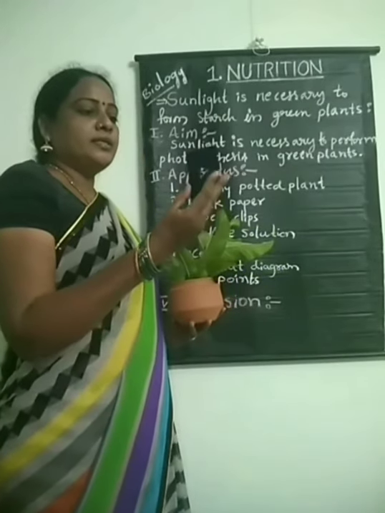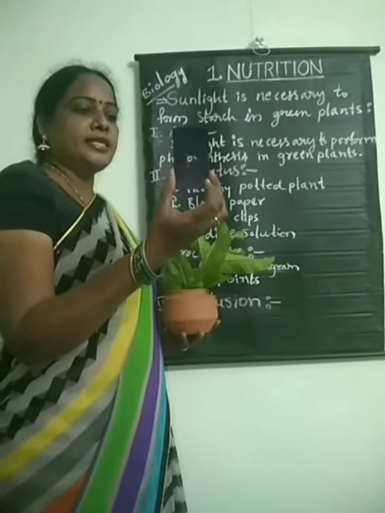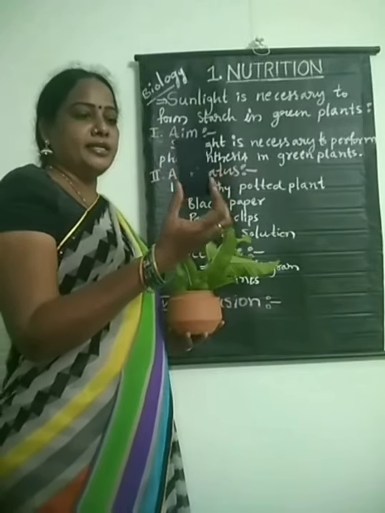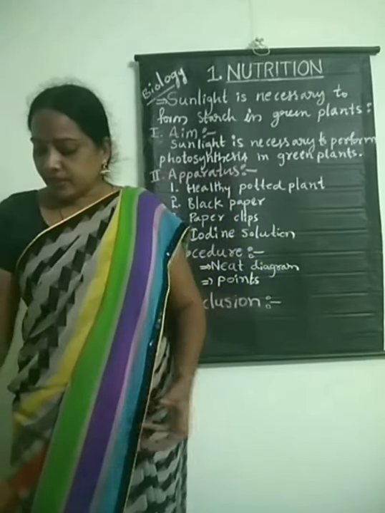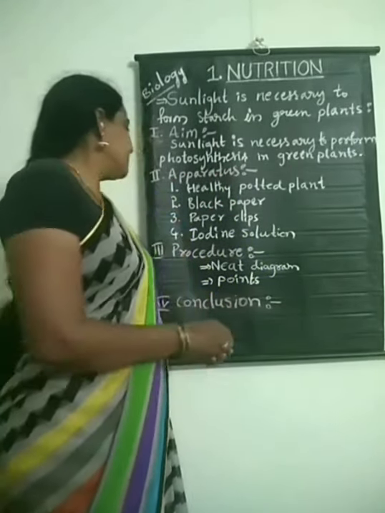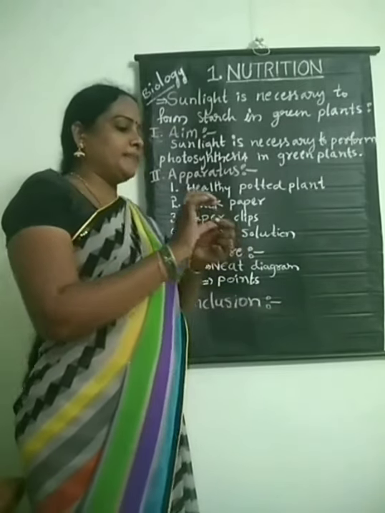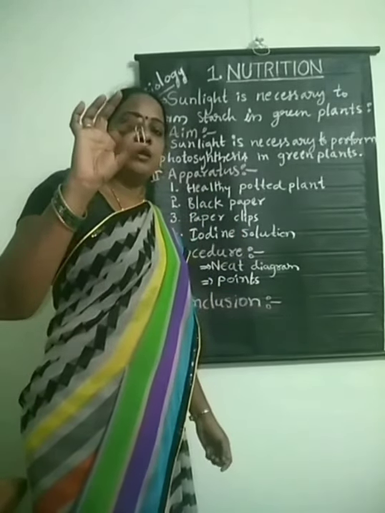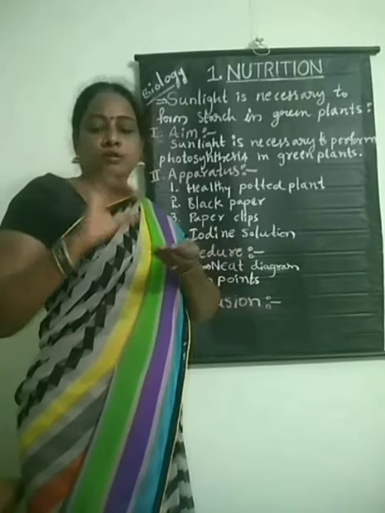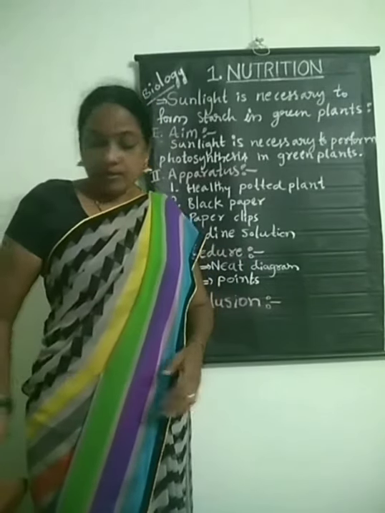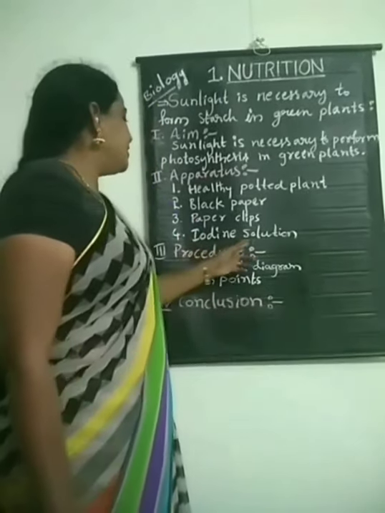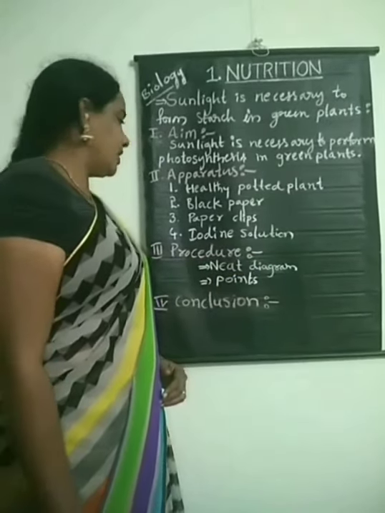Black paper. I have taken a triangle design here. Next, third is paper clips, which you can get in a bookstore. We need 4. And next, iodine solution.